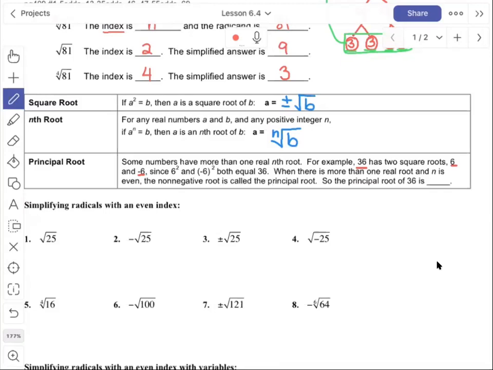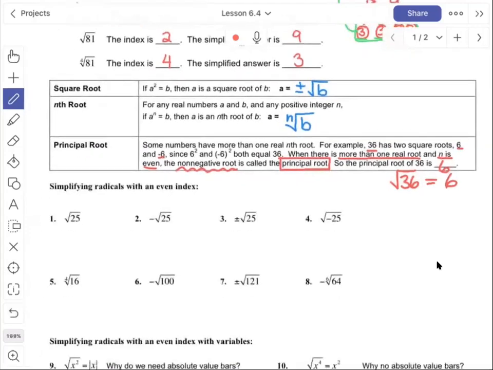So when there is more than one real root and the index is even, the non-negative root is called the principal root. So if we were to ask for the principal root of 36, it would just be 6. So whenever you guys see rad 36, it's actually asking for the principal root, the positive one. And that's why that's just equal to 6 and not equal to -6. Okay?